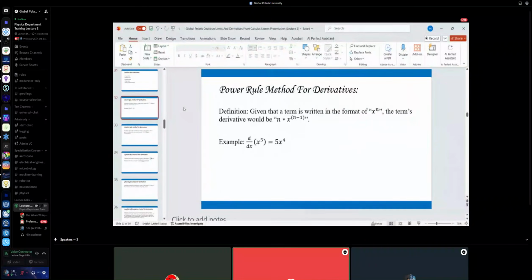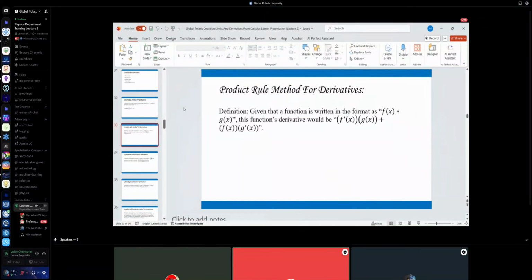So power rule, then product rule. What is a product? When I tell you to write one thing times another thing, that's a product. Multiplication: we are told f of x and g of x are multiplied to each other. The derivative we get is f prime of x times g of x plus f of x times g prime of x. I know this is the first time I'm talking about prime.